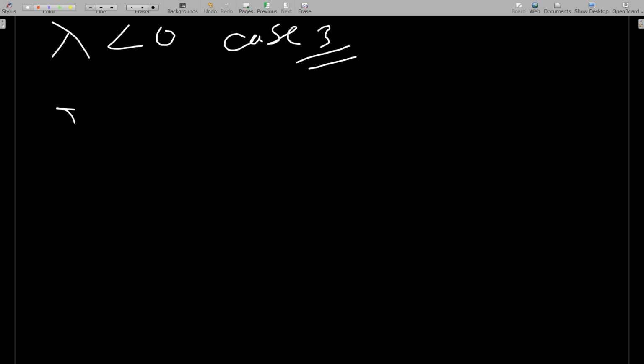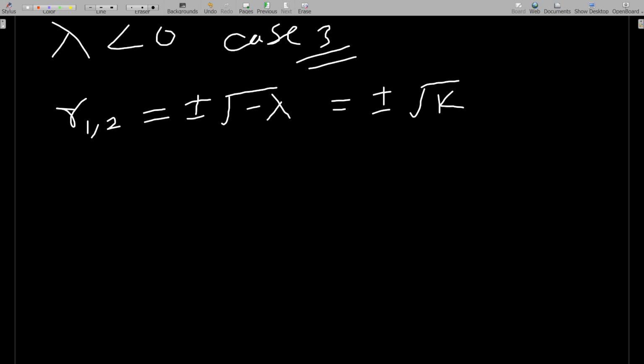Now let's look at the third case where lambda will be less than 0. If lambda is less than 0, then it means our r1,2, which is equal to plus or minus the square root of minus lambda, would then be equal to plus or minus the square root of k, where my k here is equal to minus lambda, because lambda is already a negative number. We are saying it's less than 0. So it means the negation of a negative number will give me a positive number.